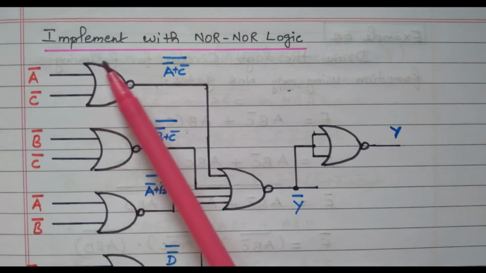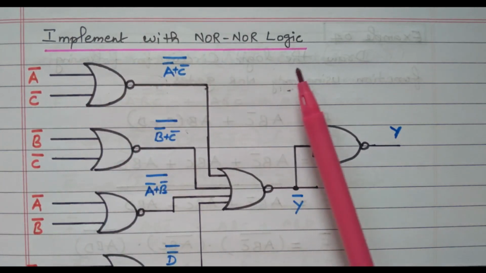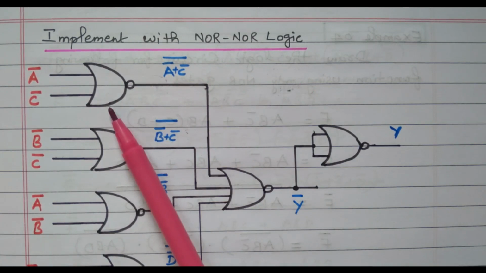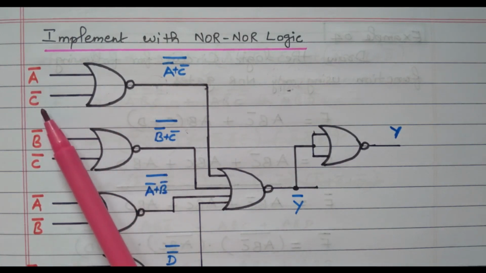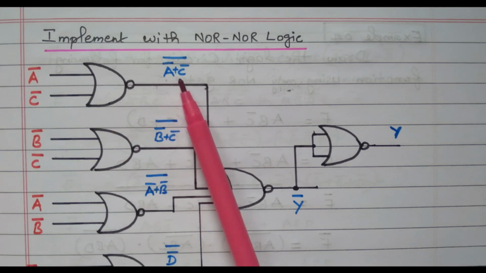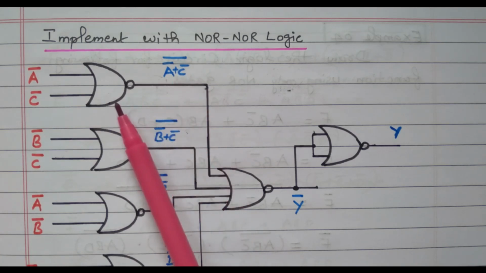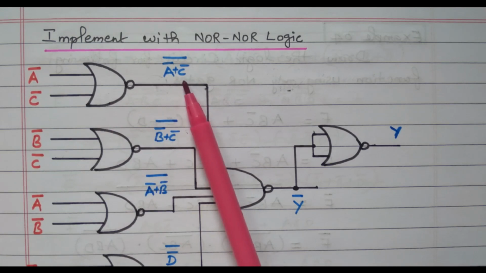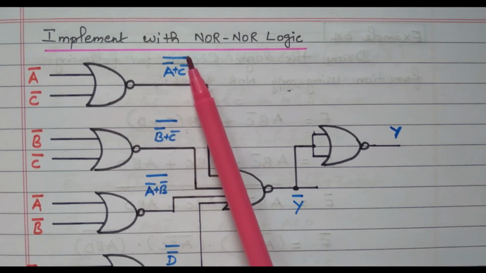So now we'll implement with NOR logic, right? First, one NOR gate is available. Input is A bar and C bar. The output of this NOR gate is nothing but (A bar plus C bar) the whole bar. Normal OR gate means A bar plus C bar. NOR gate means we will get the complement, (A bar plus C bar) the whole bar.